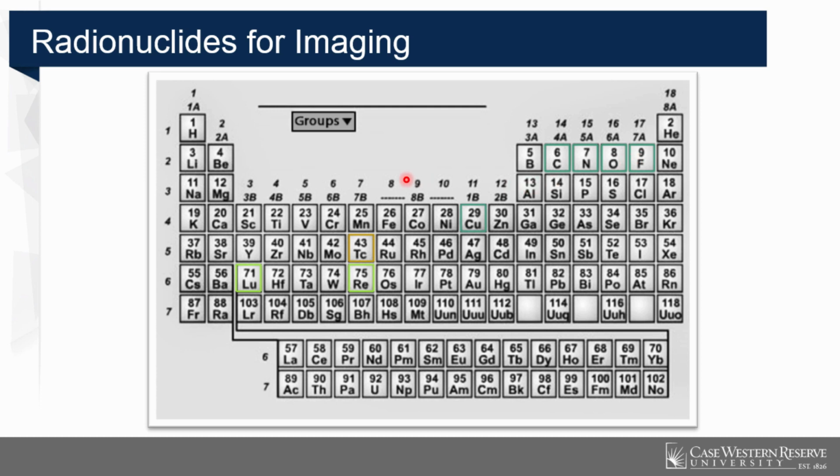In addition, we also have radiometals here such as copper-64, technetium-99, rhenium-186, lutetium-177. We will use a chemical structure called a chelate to hook them up, attach them to the targeting moiety for us to do imaging.